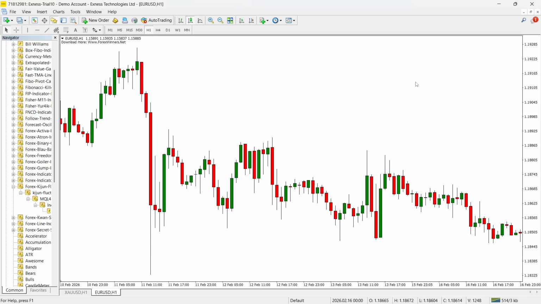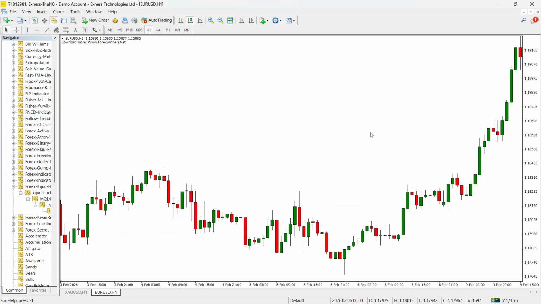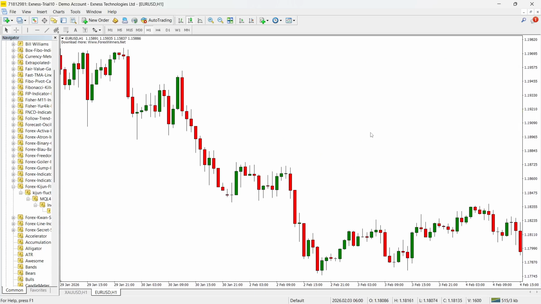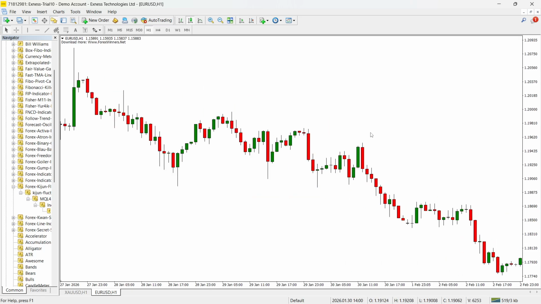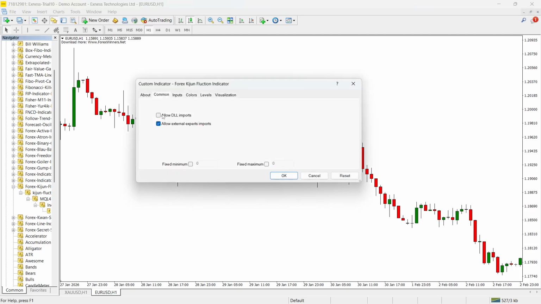Hello traders, in this video we are looking at the Forex Kijun Fluction Indicator. We'll cover how its custom Kijun style line appears in the indicator window and what its value and color imply about overbought and oversold conditions and how it reflects the direction of the current market trend. At this point I'll load the indicator on the chart so you can see how it looks in real time.